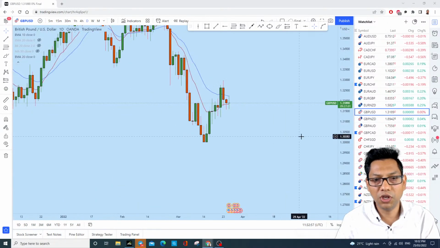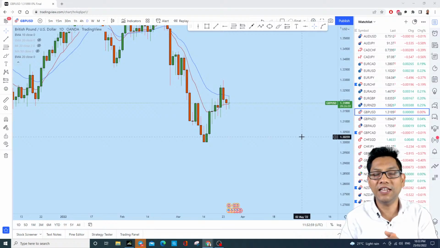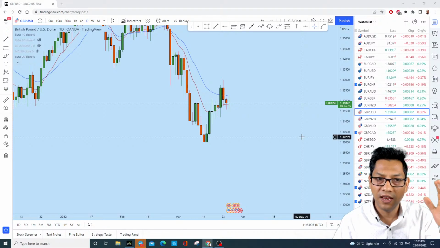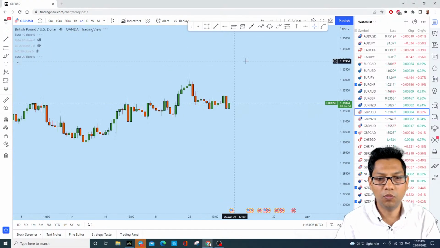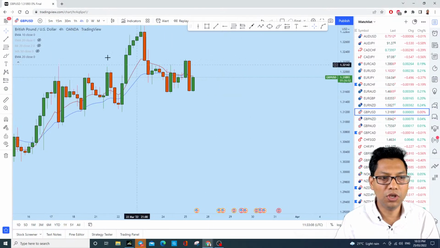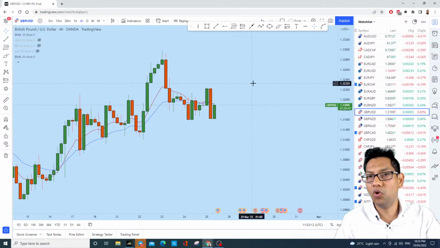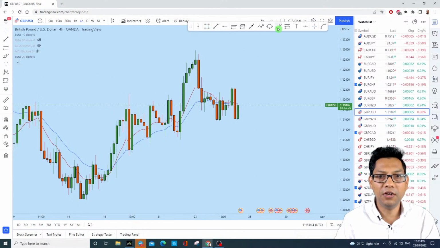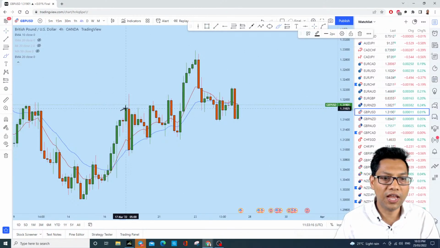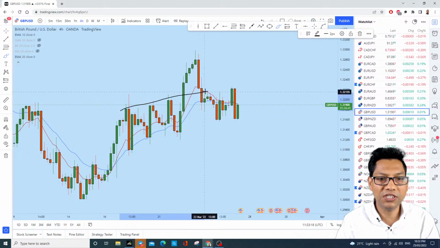Now British pound US dollar looks to me like it is preparing for a big move to the downside. Let's go to the 4-hour time frame. What we see on British pound US dollar, look at this one here. This red candle is a textbook false breakout. Let me draw this channel. We see quite a few false breakouts to the upside. Now this is the dynamic resistance of British pound US dollar. This is the 4-hour time frame.